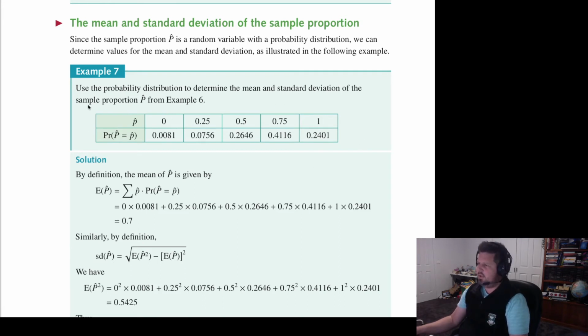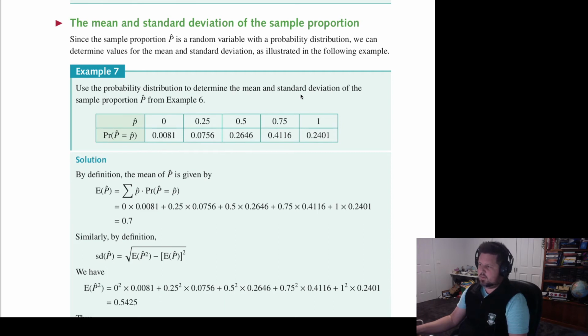So here are the values from example number 6. We know that to calculate the mean, it's multiplying each of these together and summing them. So that was from earlier chapters as well. So 0 times this here, 0.25 times that, added them together, we get 0.7.